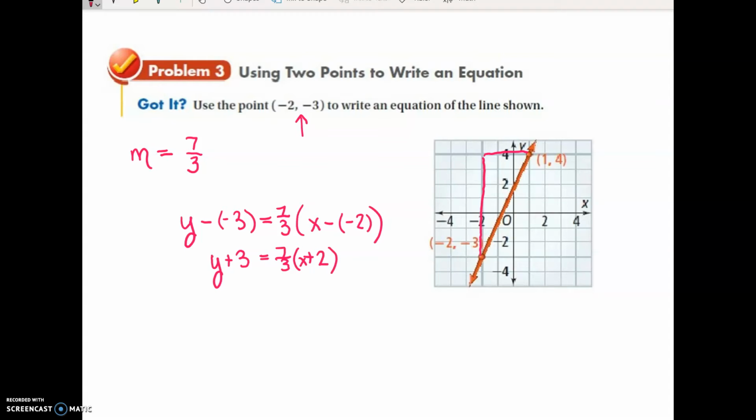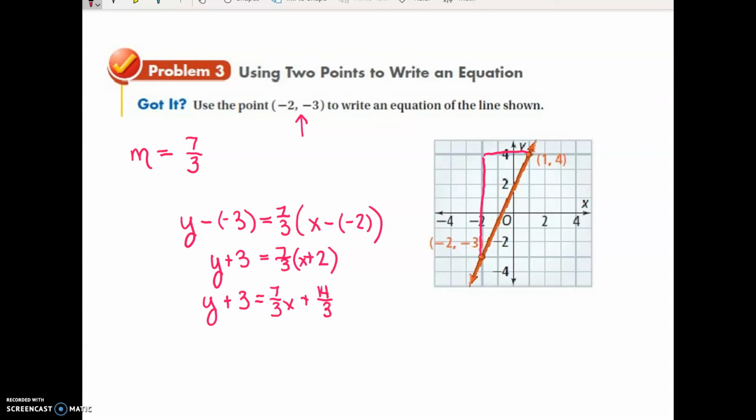Now, once we have that, that's part of the answer. We are writing it in point-slope form, but we can also rewrite it in slope-intercept form as well. So now I can use the distributive property. So let's do that. So we are left with 7/3 x plus 14/3.